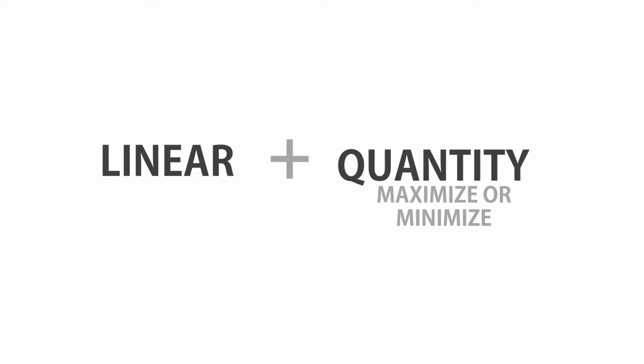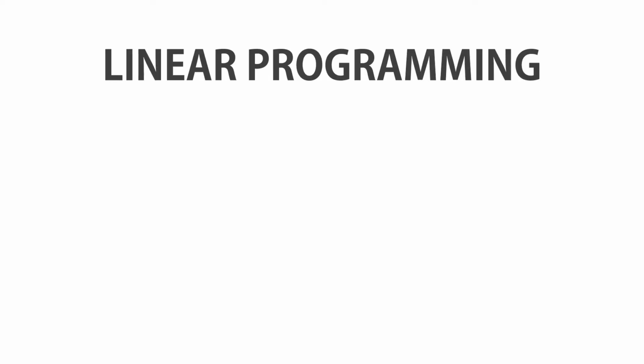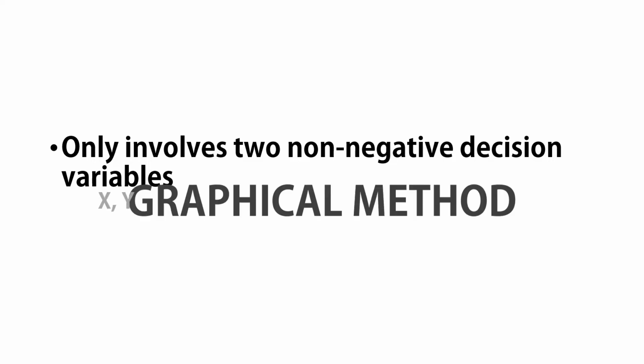If the quantity to be maximized or minimized can be written as a linear combination of variables, this quantity is called linear objective function. This means that linear programming is the business of finding a point in the feasible region for the constraints, which gives an optimal value for the objective function. If the linear problem involves two non-negative decision variables, x and y, graphical method is used.